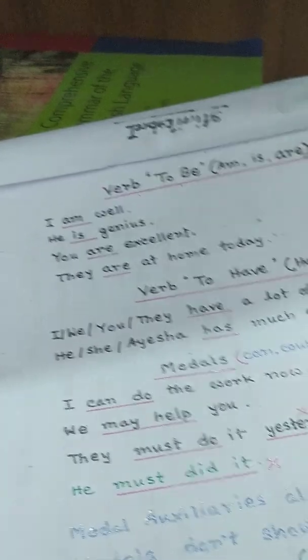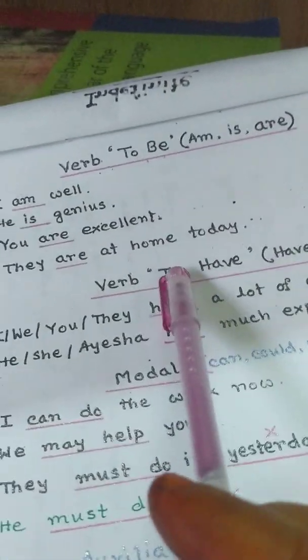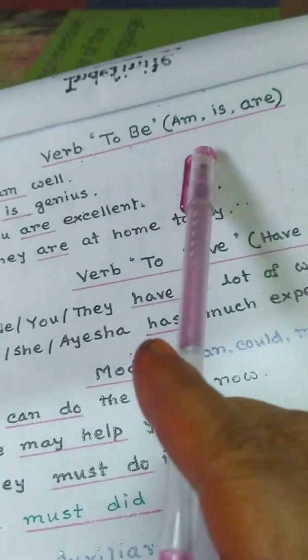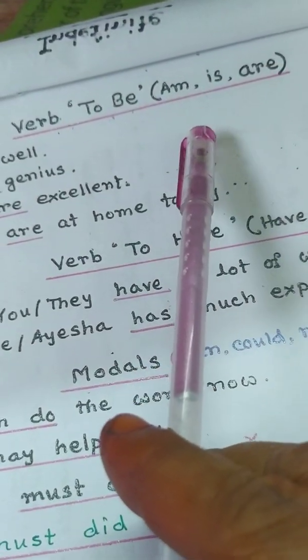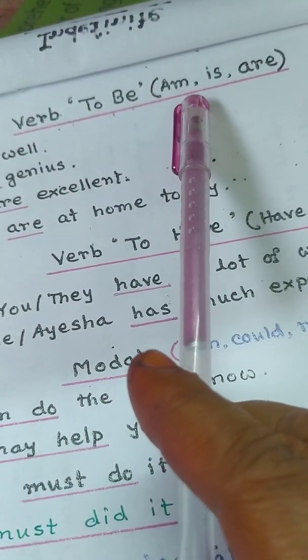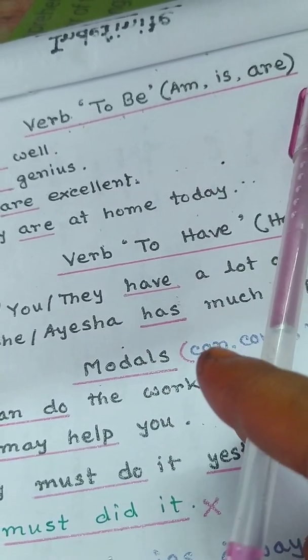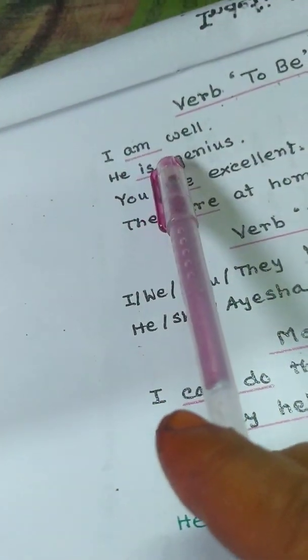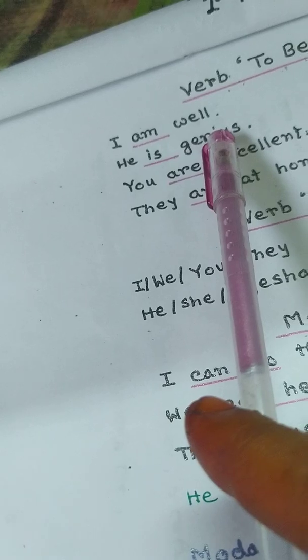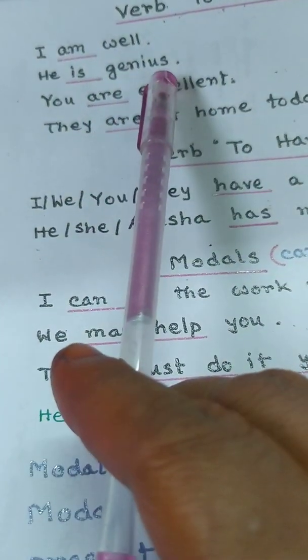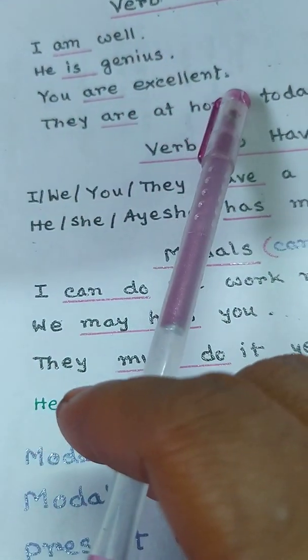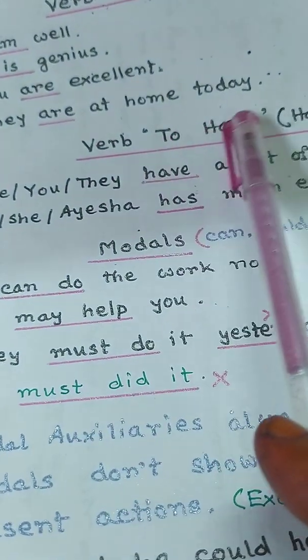And when we use the verbs to be, for present simple, the to be verbs are am, is, or are. Look at the sentences. I am well. He is genius. You are excellent. They are at home today.